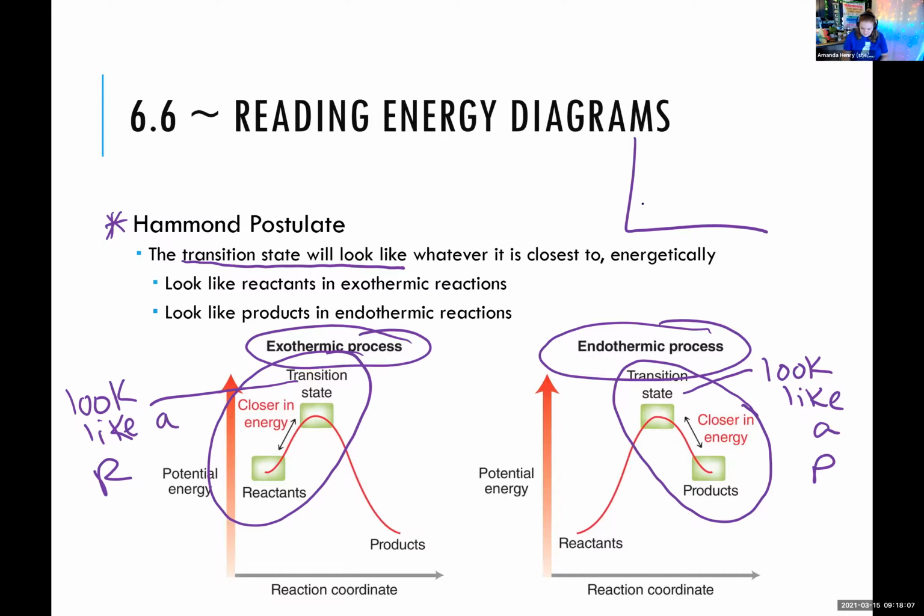If we had a graph that looked like this, there's our transition state. The reactants and the products are at the same energy level. With that type of graph, our transition state would be at that halfway point. It's halfway between the products and the reactants energetically and distance-wise. So that means the bonds would be half broken and half formed.